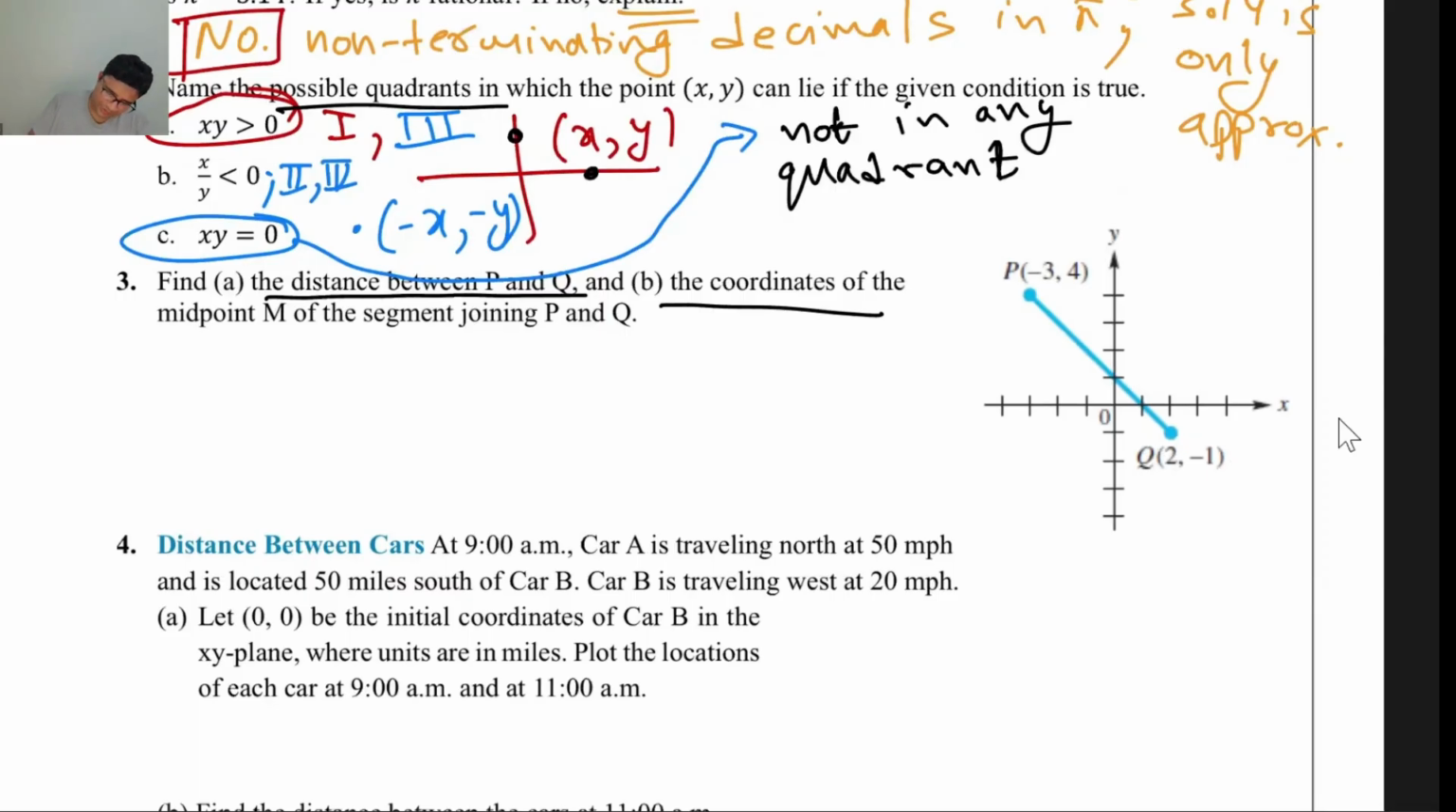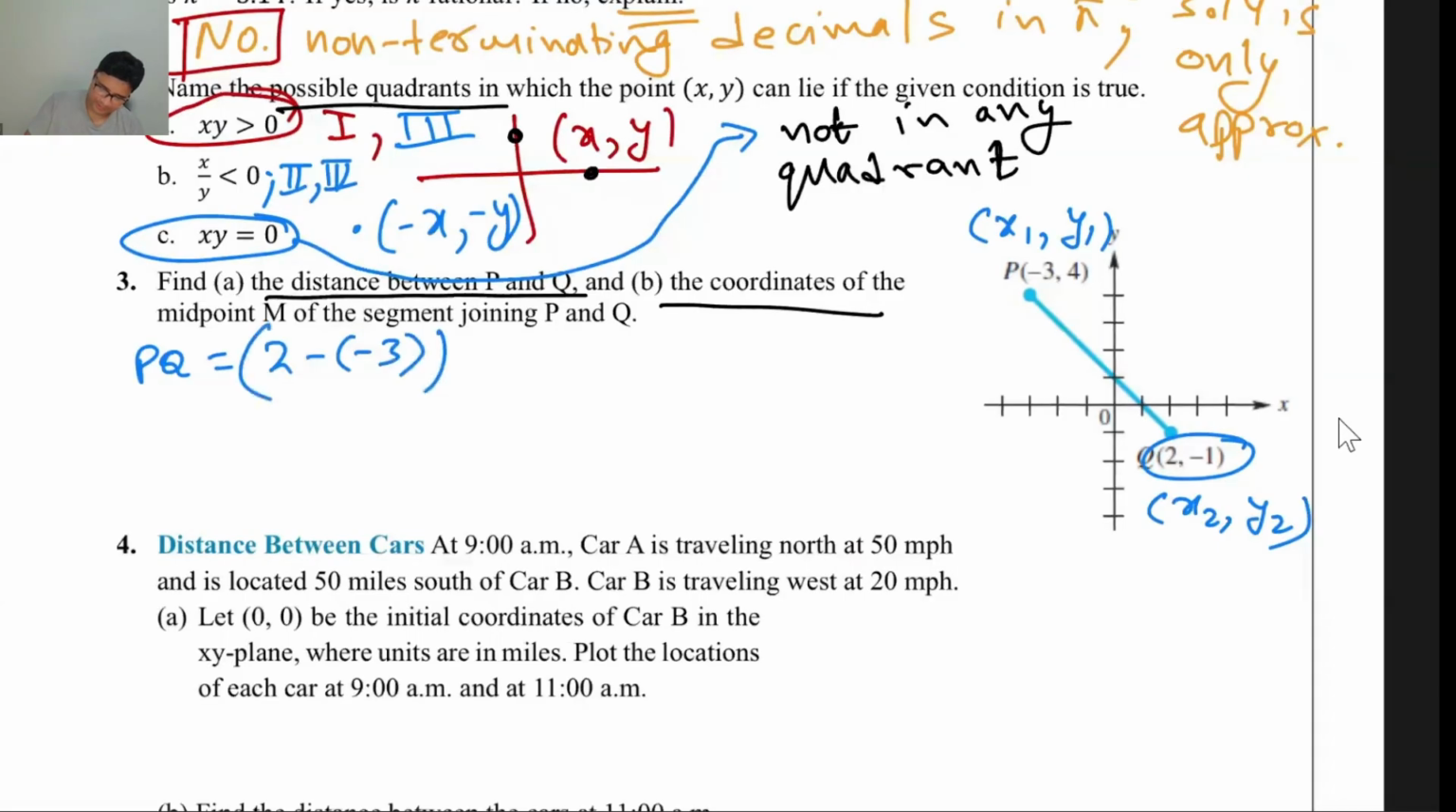The distance between P and Q would be, call it x2, y2, and this one x1, y1, mentally, okay, in your mind. Then x2 minus x1 will be 2 minus 3 whole squared, and y2 minus y1 would be -1 minus 4 whole squared, and a big under root for that. Okay, that is part A, finding the distance.